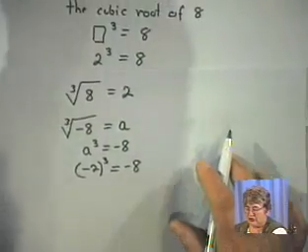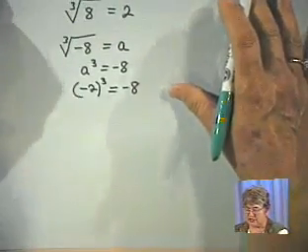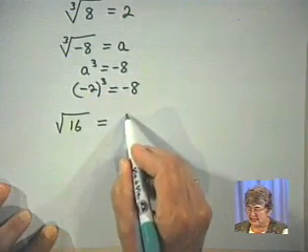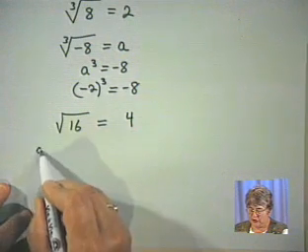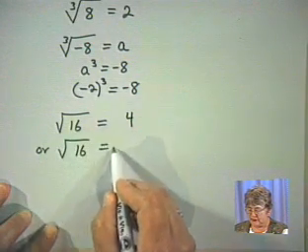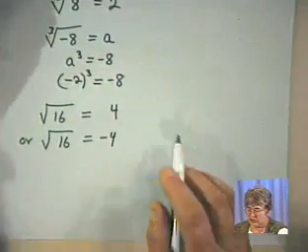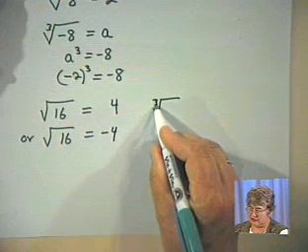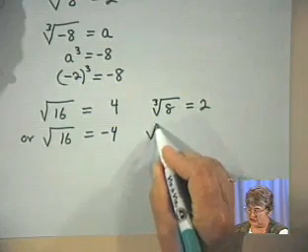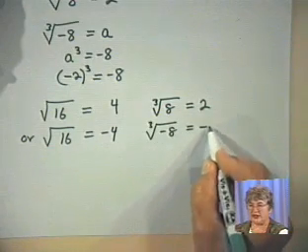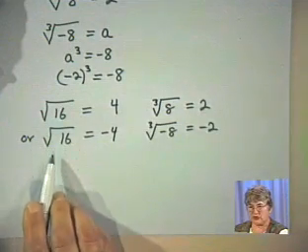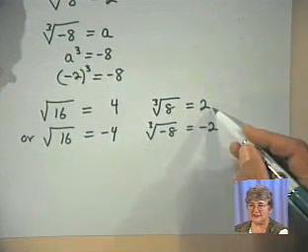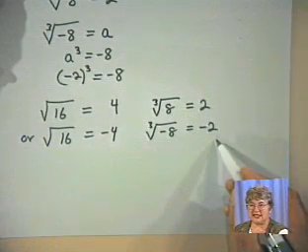Okay. Now, notice what we did with the square roots and with the cubic roots. We said if I take the square root of 16, I can get a 4, or I can get a negative 4, right? But with cubic roots, that's not the case. We have only one possibility. If I take the cubic root of 8, I end up with a positive 2, and if I take the cubic root of negative 8, I end up with a negative 2. For square roots, there are two possible answers. For cubic roots, there's only one answer. Cubic root of a positive is positive. The cubic root of a negative is negative. Okay?